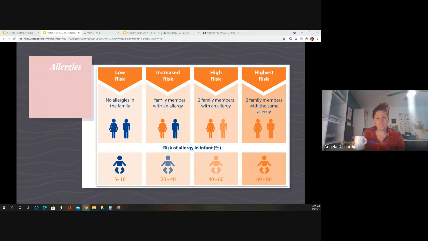Pollen is plant sperm. Fun facts. So if you're allergic to pollen, you're allergic to plant sperm. It's the male reproductive cell of plants. Fun, huh?